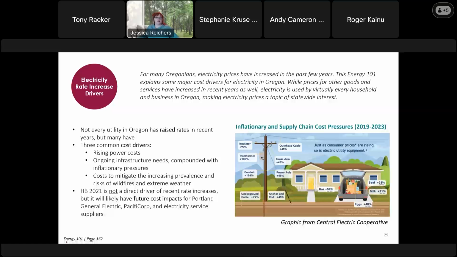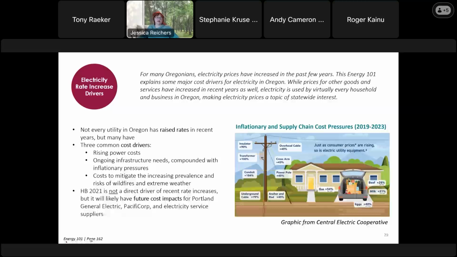electricity rates as well. And some people have asked whether House Bill 2021, which is our state's clean electricity goals, in which we're trying to achieve a 100% clean electricity grid by 2040, might be a cost driver. While the state's clean electricity targets are not a direct driver of the recent rate increases, this will likely have future cost impacts for customers, especially in Portland General Electric, Pacific Power, and some of our electricity service suppliers who provide electricity to several of Oregon's businesses.